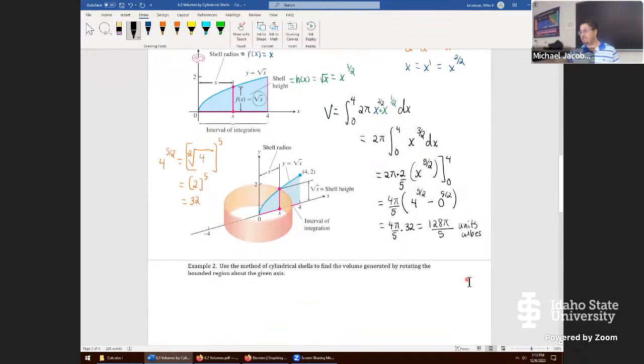So let's try this one out again on example 2. We're going to use cylindrical shells to find the volume. This one is generated by rotating the bounded region about the given axis. So first we need a region specified by y equals root x squared plus 1.